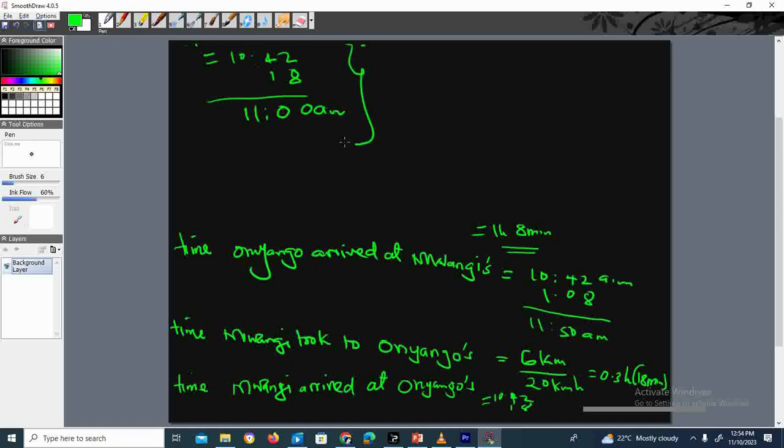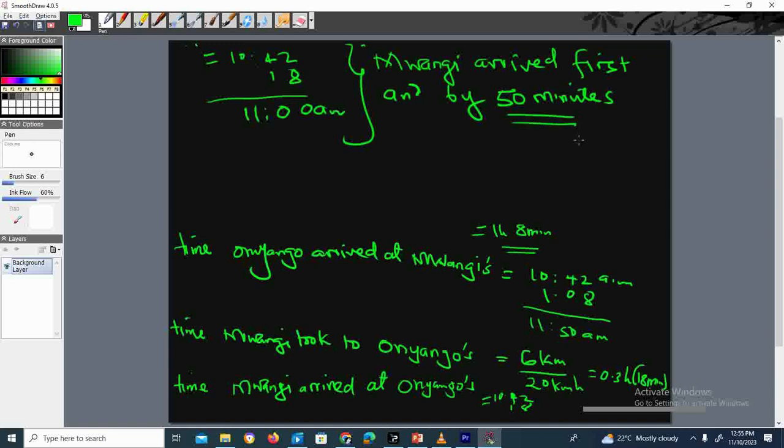So from there it is clear Mwangi arrived first, and by 50 minutes. So that is how we're supposed to tackle that question.